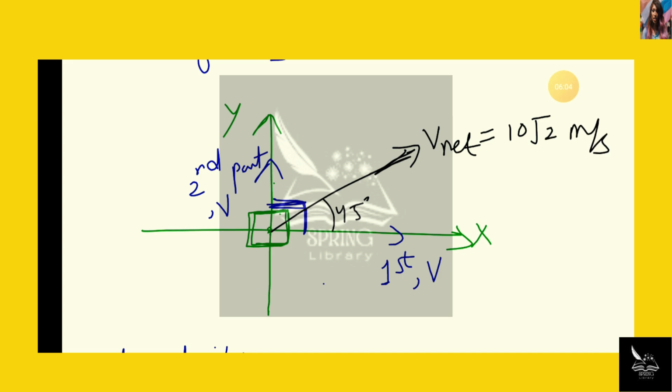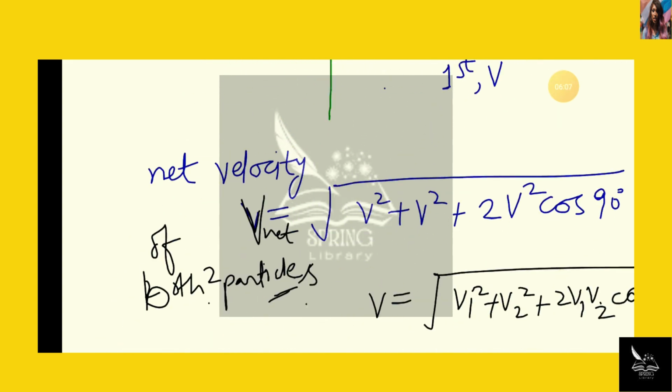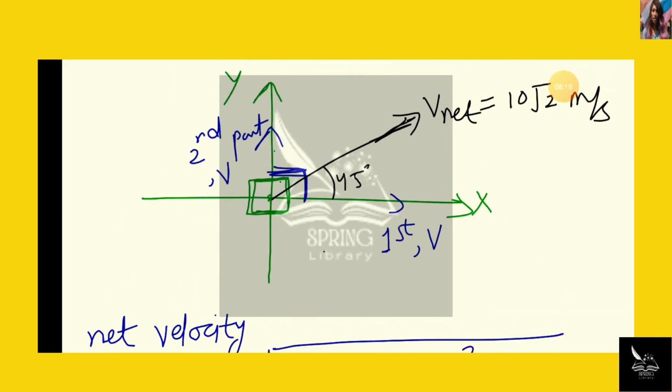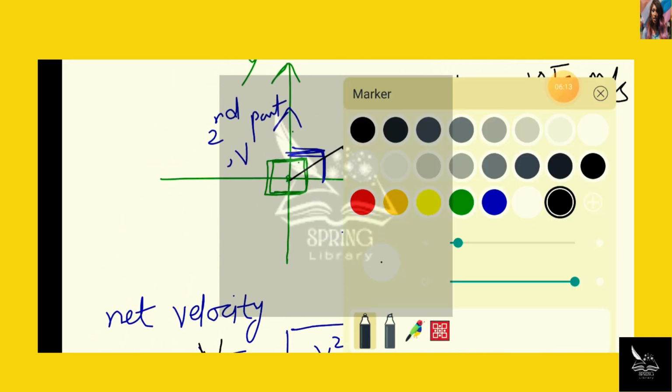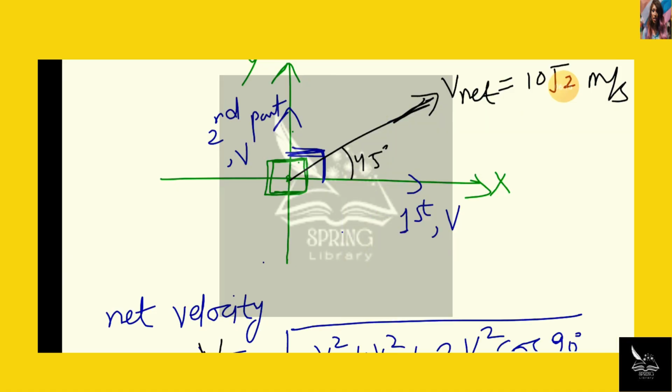Now the next step is to find the initial velocity of the third particle. The velocity of the third particle will be equal to v net in magnitude, and its direction will be opposite to v net, that means in this direction. So the angle from the x axis will be 135 degrees.